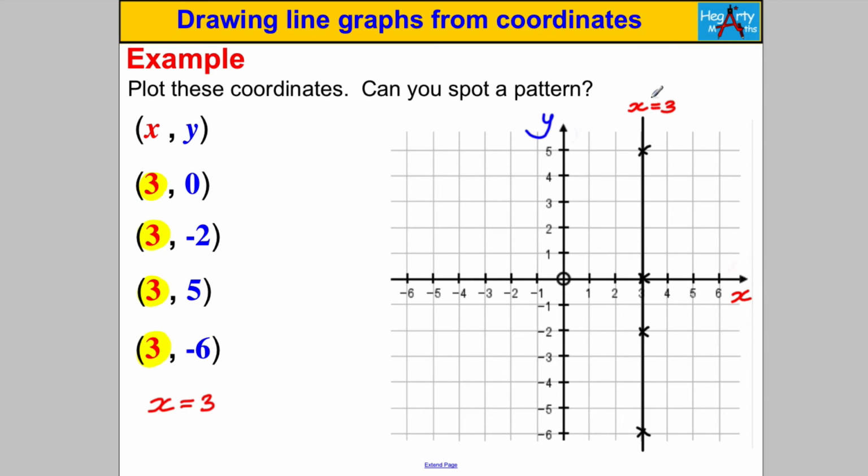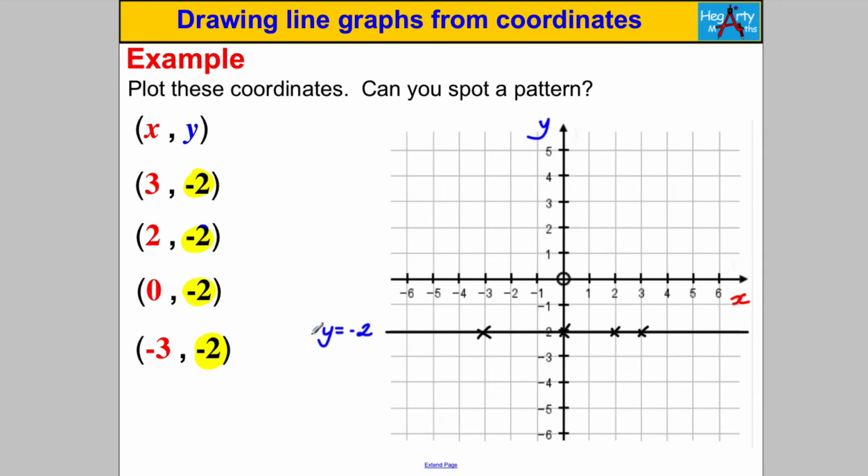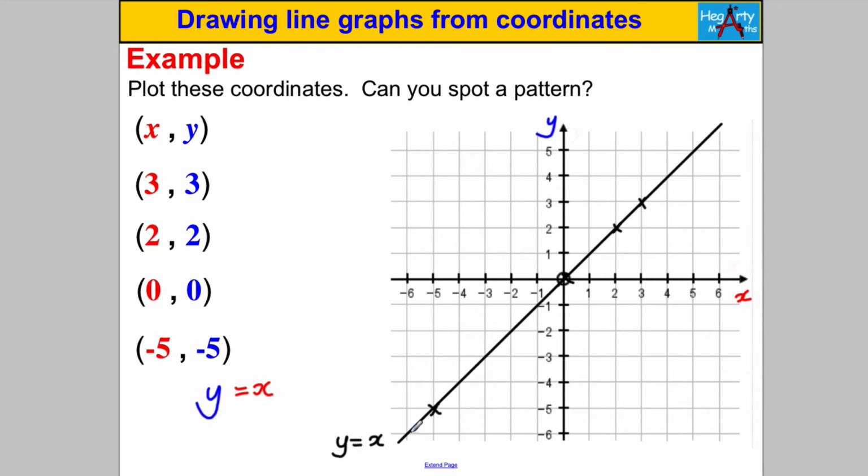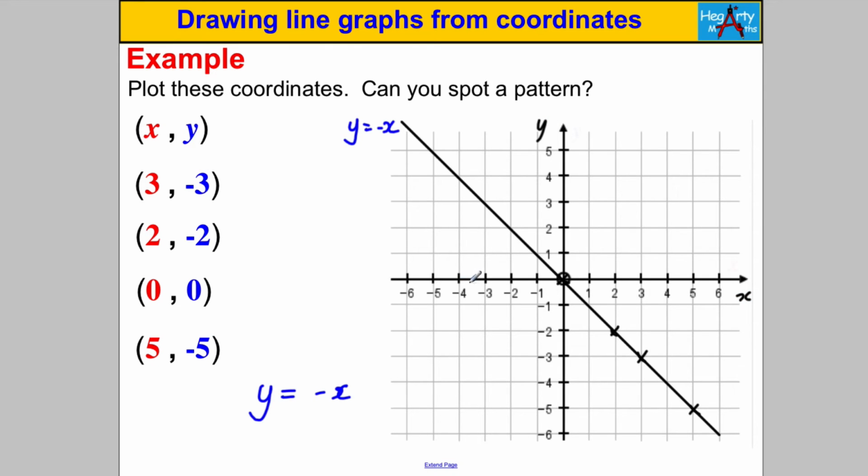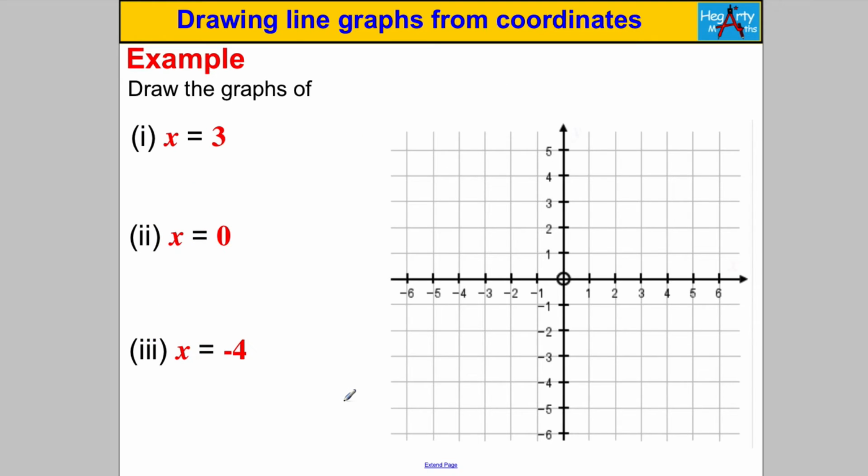If a line is vertical like that, it's x equals a number. If a line is horizontal, it's y equals a number. If a line is diagonal, going from bottom left up to top right, going through the middle, it's the line y equals x. And if we've got a diagonal line going from the top left down to the bottom right, going through 0, 0, then it's y equals negative x. You've just got to recognize those lines.